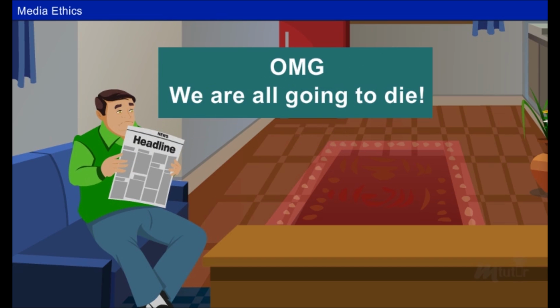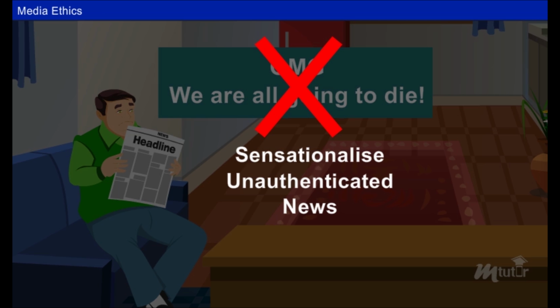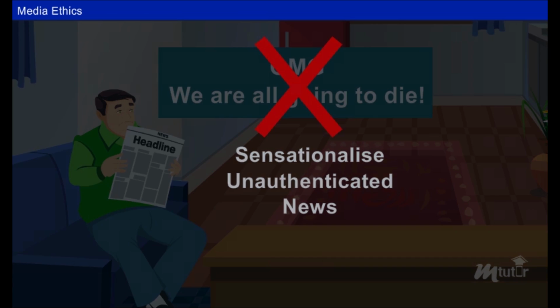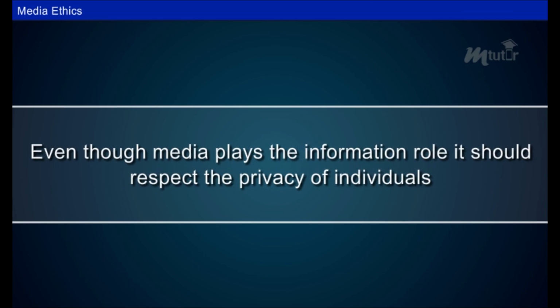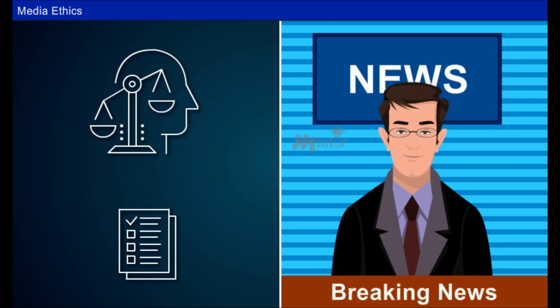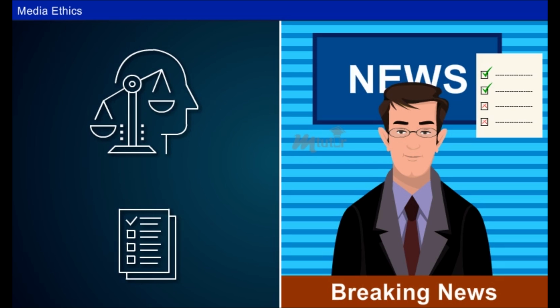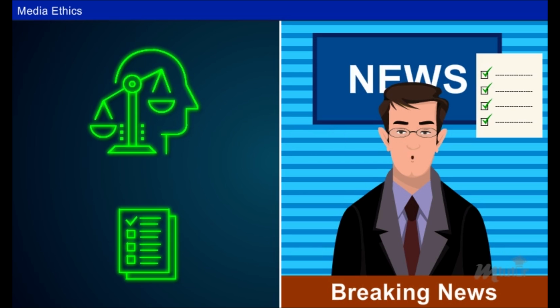With an urge to be the first and exclusive, media sometimes sensationalize unauthenticated news. Truthfulness and avoiding conflicts of interest requires a commitment from the journalists and their organizations. Even though media plays the information role, it should respect the privacy of individuals. The greater probability of bad elements getting into media must be avoided by following the ethical code of conduct.